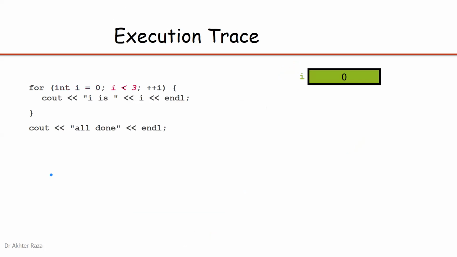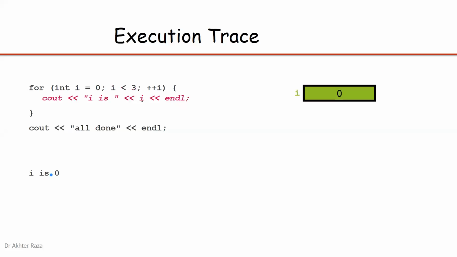Then the condition is tested, so you can observe the red line. int i is equal to 0. This is the first time it is executed. A variable is declared in memory and 0 is stored in it. Then the condition is tested: i is less than 3, 0 is less than 3. Yes, 0 is less than 3, so it comes inside the loop. The value of i, 0, is printed because the value in memory is 0.